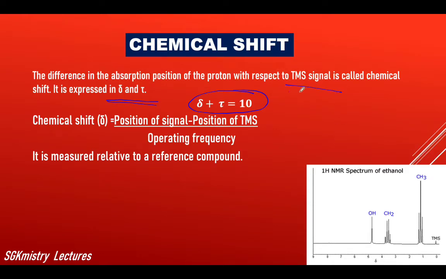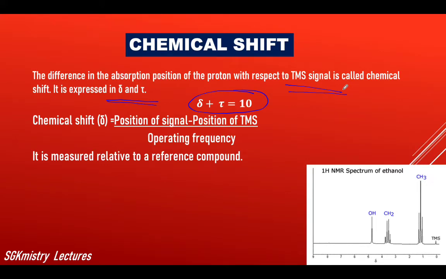So this TMS is nothing but the reference compound which we take in the NMR spectroscopy. So why do you need a reference? What are the reasons why we need to take this TMS? TMS is nothing but tetramethylsilane. So why do we need to take this TMS as the reference compound? Why do you need a reference compound in the NMR spectroscopy? I'll be explaining in the next slide.